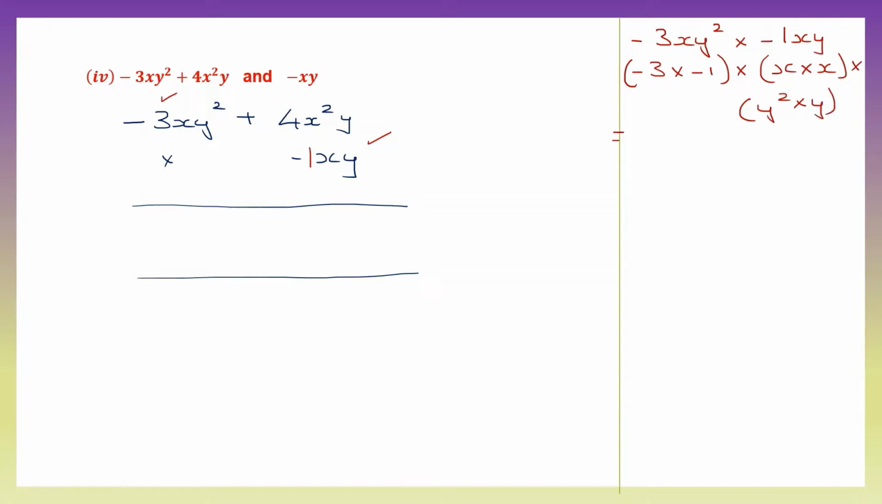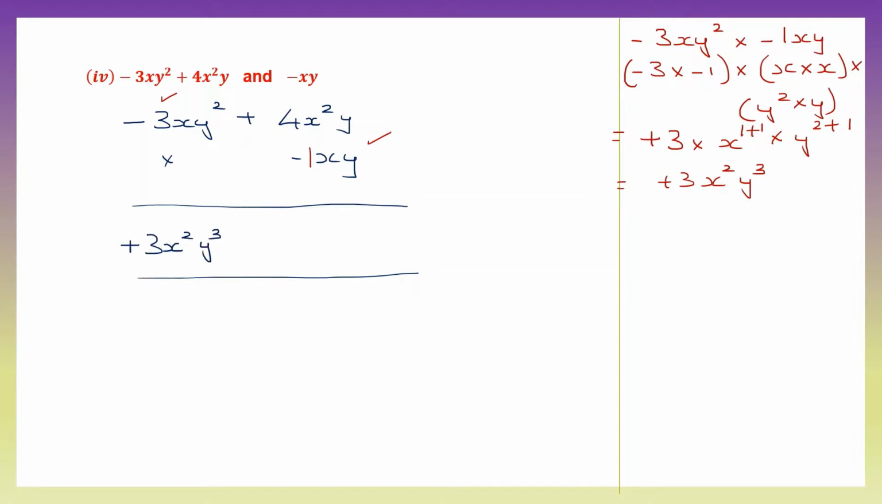So let's first multiply the signs here. Minus into minus is plus. 3 ones are 3 into x to the power of 1 plus 1 into y to the power of 2 plus 1. So that becomes plus 3 x square y to the power of 3. So the answer there is plus 3x square y cube.